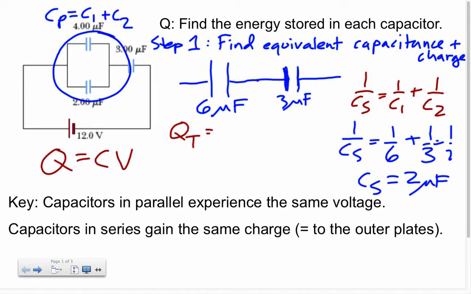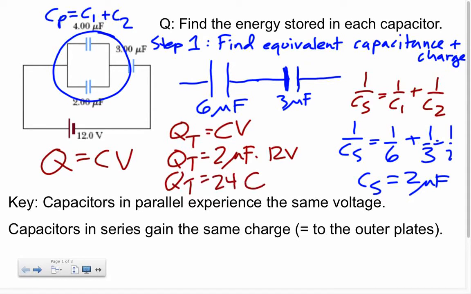So if that's the total capacitance, we can now find the total charge. The total charge is just the total capacitance times the total potential difference across all that stuff. So the total charge is going to be 2 microfarads times 12 volts, 24 microcoulombs.